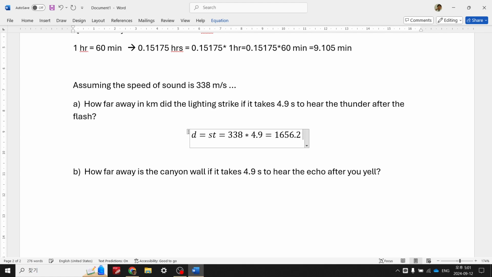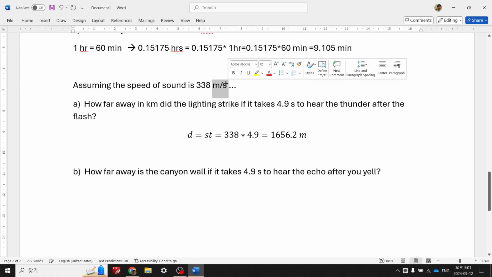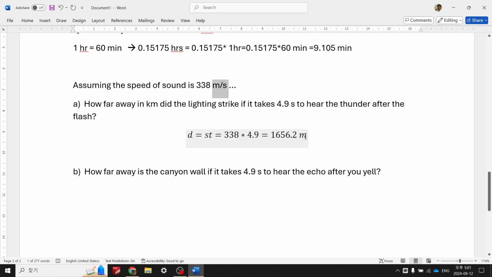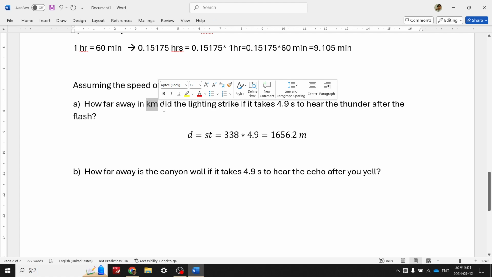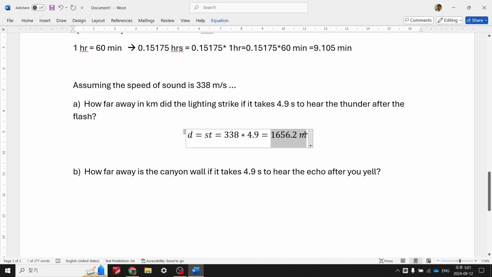Oh, but wait, what's the unit for this? This is in meters because, see, you multiplied seconds to this meters per second, right? So seconds and seconds cancel and you end up with the meters. But the question is asking in kilometers. How do you convert meters into kilometers? Well, divide by 1,000 is the correct answer, but here's another way to think about it.